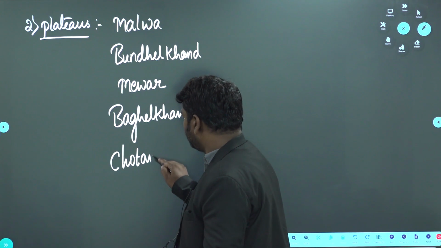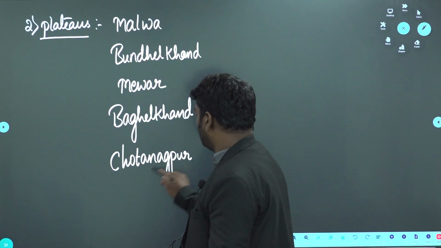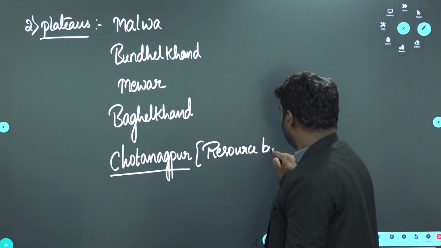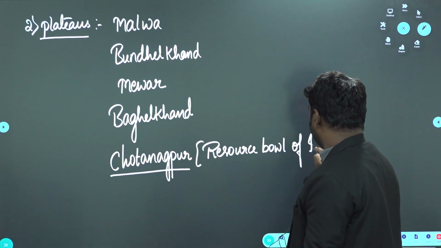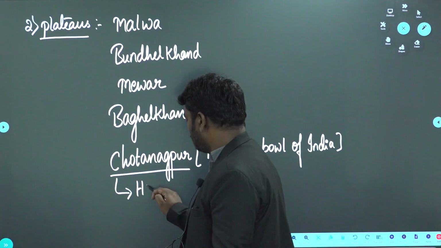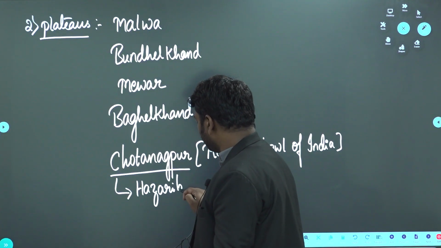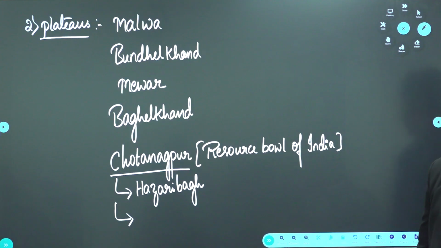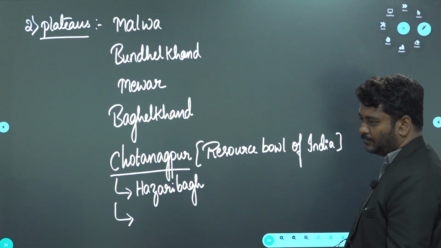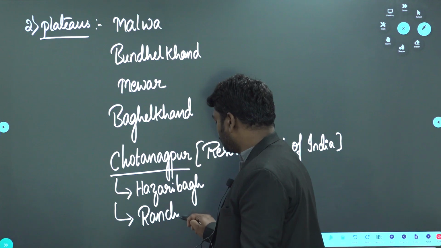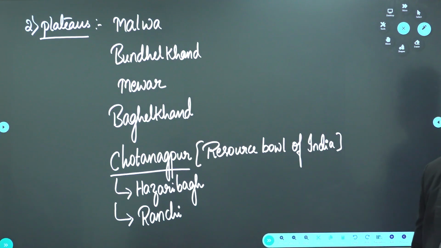A little bit eastern side, you have Chota Nagpur Plateau, which is also known as resource bowl of India. And within Chota Nagpur Plateau, you will have Hazaribagh Plateau, Ranchi Plateau.